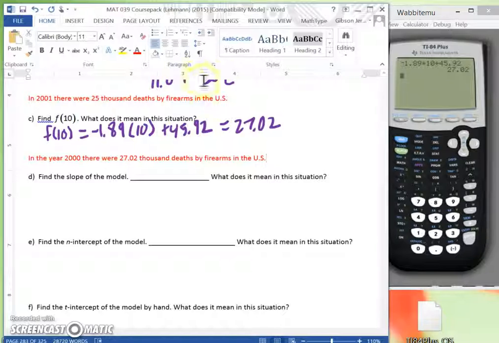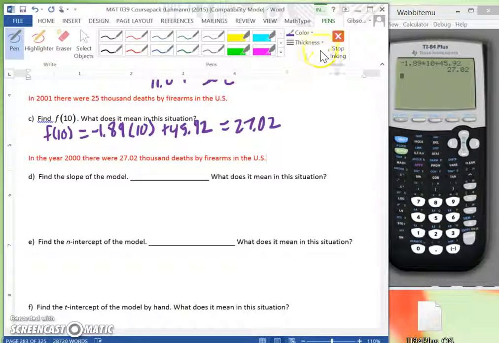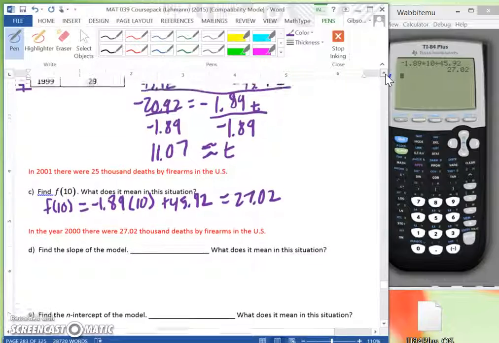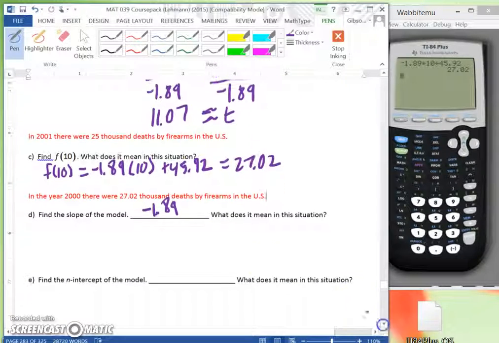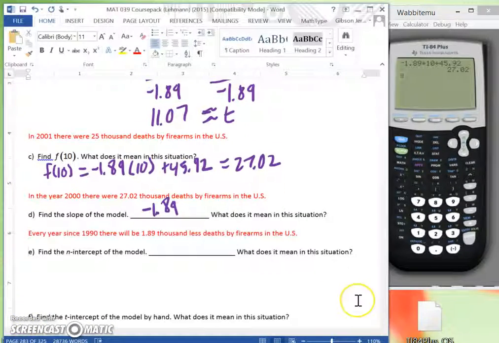So now we move on to D. With D, it says find the slope of the model. Now, we have our formula here. Let's go back up. Our formula is here. Our slope is the number in front of t, which is negative 1.89. And they ask, what does it mean in this situation? It means that every year since 1990, there will be 1.89 thousand fewer deaths by firearms in the U.S.